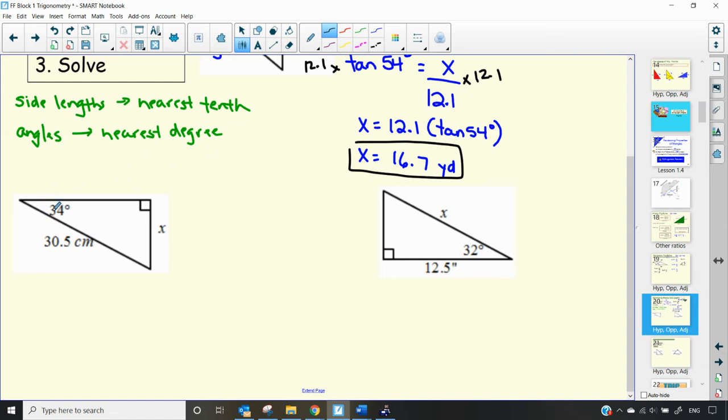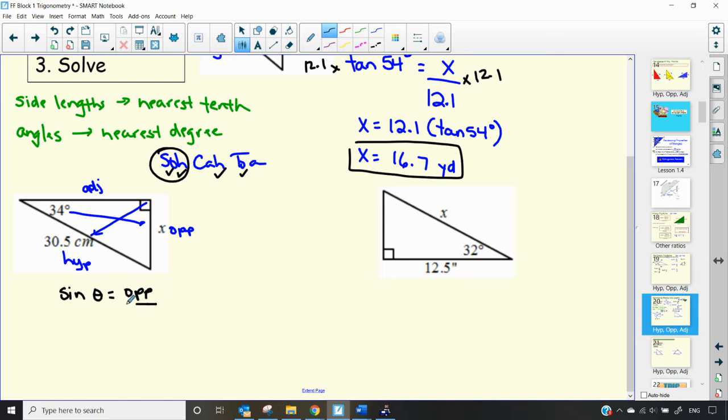So in the next one, we have 34 degrees, 30.5, and x. So again, the first thing we're going to do is label our triangle. So looking across from 34 degrees, this is opposite. Looking across from 90 degrees, this is hypotenuse, and that makes this adjacent. So looking at SOHCAHTOA, we have opposite. We're looking for opposite. And we have hypotenuse. So the one that we're going to use is sine. So looking at our formulas, sine theta is opposite over hypotenuse.